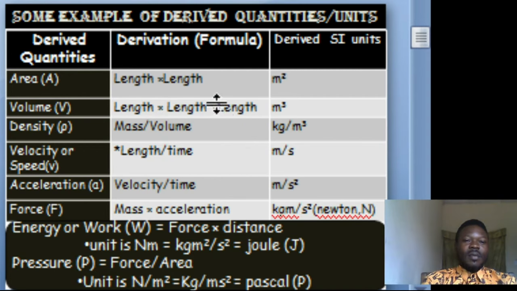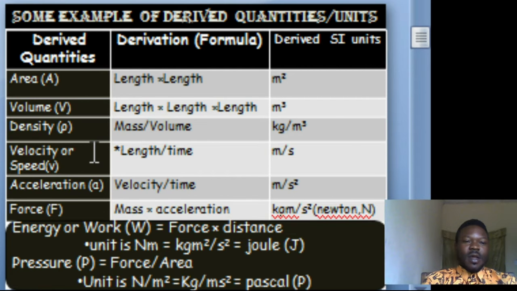The same thing is applicable to volume, length times breadth times height. Breadth is still length, height is still length, and you can see the unit is meter cube, L cube. Now, density is mass all over volume, that is mass in kilogram all over the volume we just found here. Volume is a derived quantity.